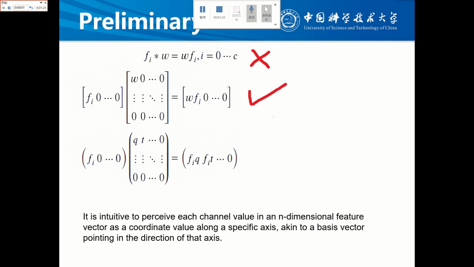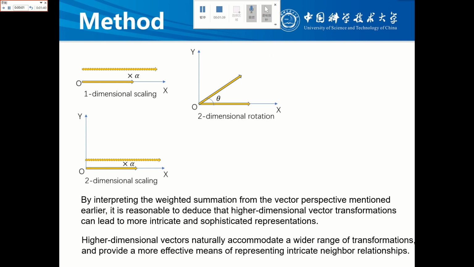For the input features, it is intuitive to perceive each channel value in an n-dimensional feature vector as a coordinate value along a specific axis, akin to a basis vector pointing in the direction of that axis. By interpreting the weighted summation from the vector perspective mentioned earlier, it is reasonable to deduce that higher dimensional vector transformations can lead to more intricate and sophisticated representations.